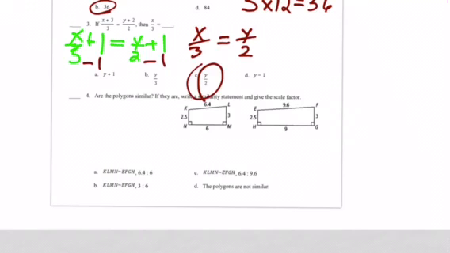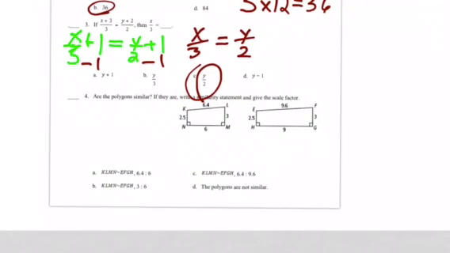For number 4, they want to know if those polygons are similar. If they are, we need to write a similarity statement. So notice these ends here, the 2.5 and the 3, they're the same, but then the 6 and the 9, the 6.4, 9.6, those don't match up. So these are not similar polygons. So we're looking at D for that one.